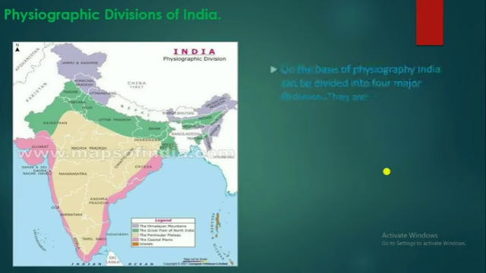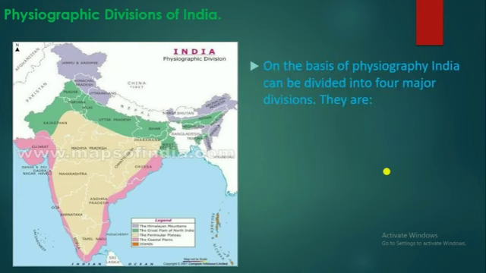Physiographic divisions of India. On the basis of physiography, India can be divided into 4 major divisions. Can you tell which are those? Looking at the map, you tell. The northern mountains, the Great Northern Plain, or the Northern Plain, the Peninsular Plateau, next the coastal plains and islands.